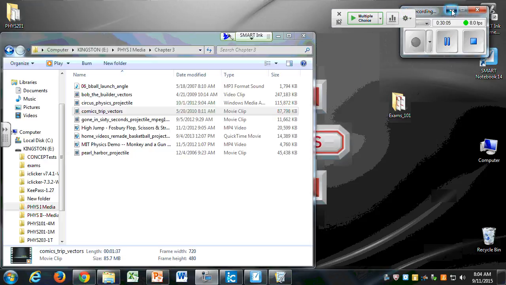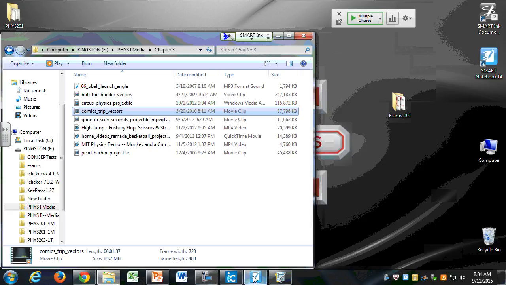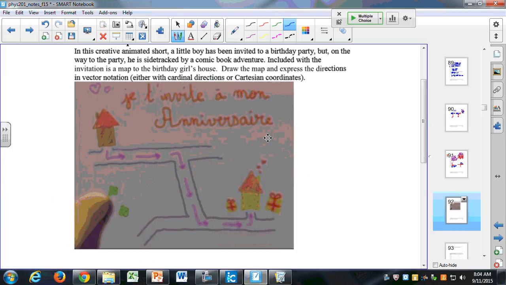But what I'm concerned about is this map that he had. There should be a picture of it in your book. And I want to try to map this out in vector notation, sort of like what y'all did in the lab with the vector scavenger hunt.